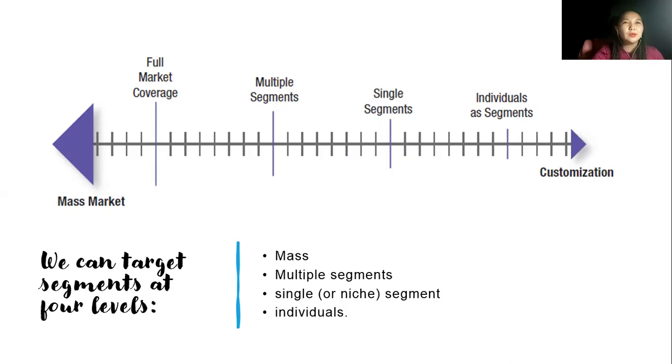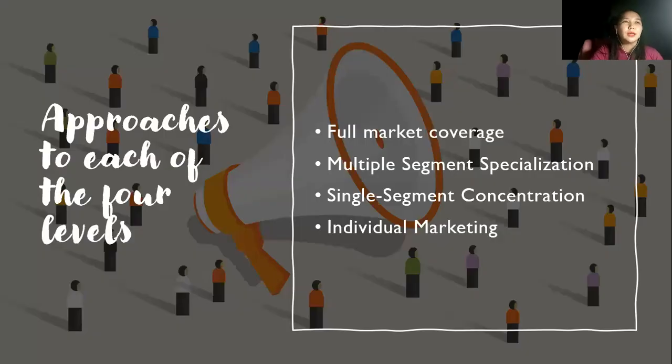Okay. Ito kasi, yung bawat 4 levels na to, merong tinatawag tayong approaches. Okay? So, yung approaches na yun sa mass, ito yung full market coverage. Sa multiple segment, itong multiple segment. Single segment ito. Tapos individuals at segment. So, i-discuss naman natin siya dito. Okay. So, yung approaches dyan is yung full market coverage, multi-segment specialization, single segment concentration, at individual marketing.